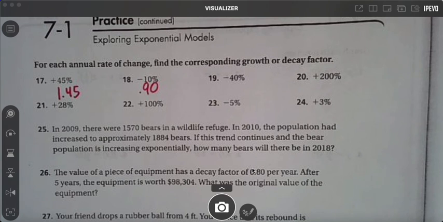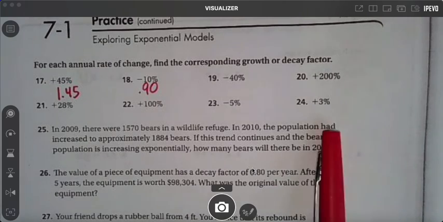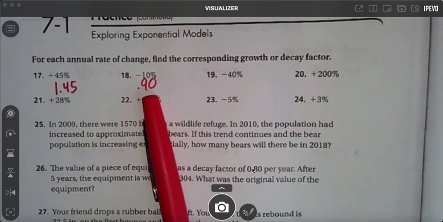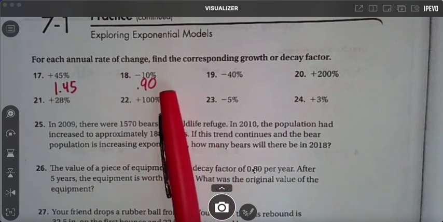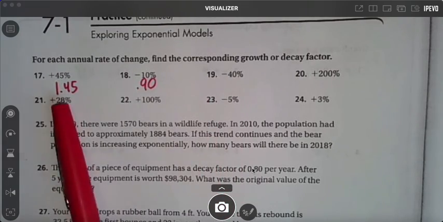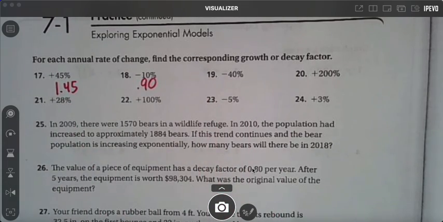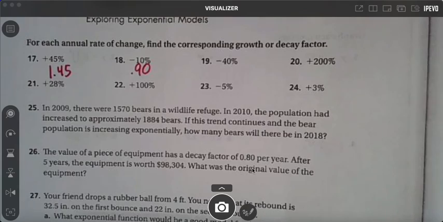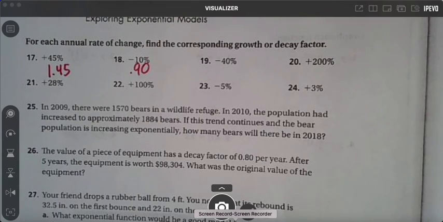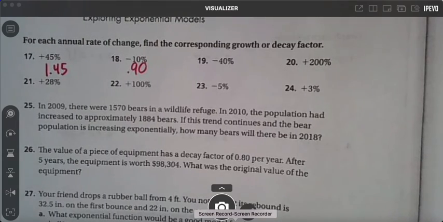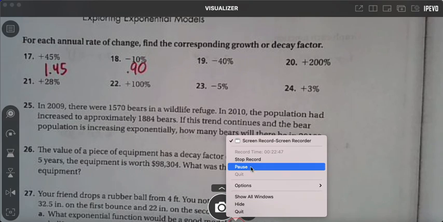Number 20 would be 3. You would move it 2 places. Now look, notice your negatives are less than 1. What are all your positives? Greater than 1. So the negatives are decay. That's why we're doing 1 minus. Number 21, 1.28? Hold on, let me know right now.